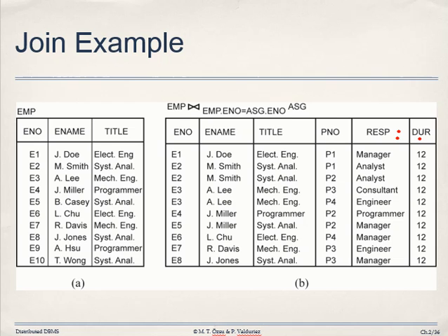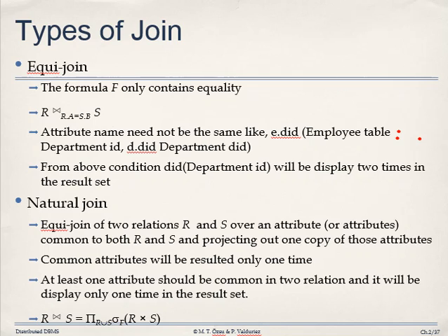Now, types of joins. The first type is equijoin. The formula F only contains equality. Here the formula F that we are going to apply is only for equality. So R equijoin with the particular condition of attribute R.A equal to S.B over relation S. So attribute names need not be the same, like E.DID, where the employee table has a department ID, and D.DID, the department ID.